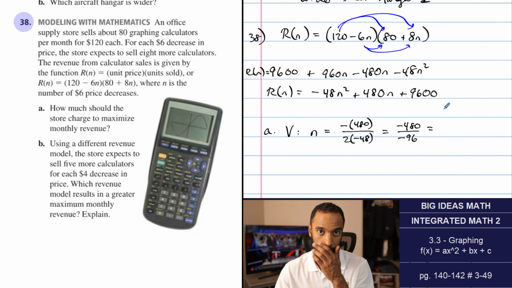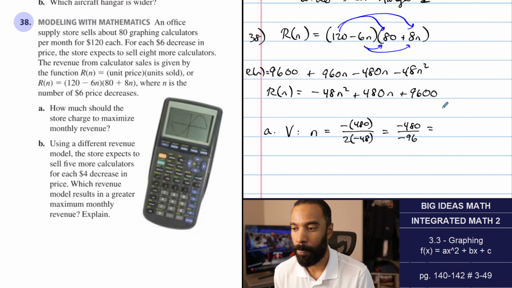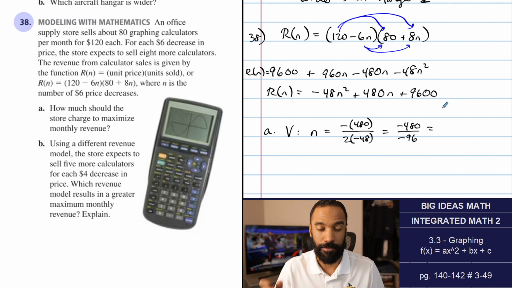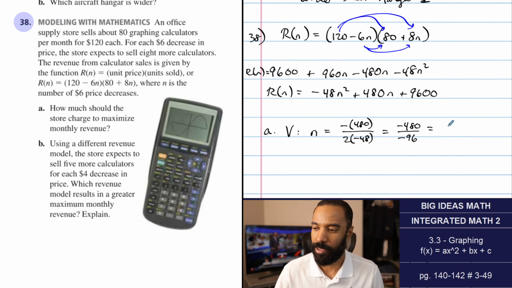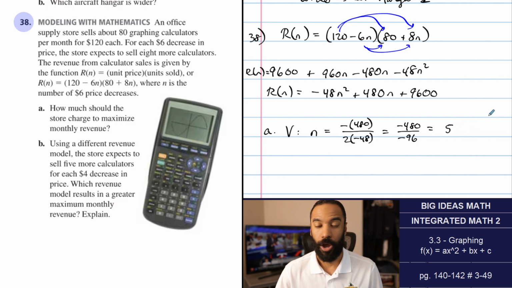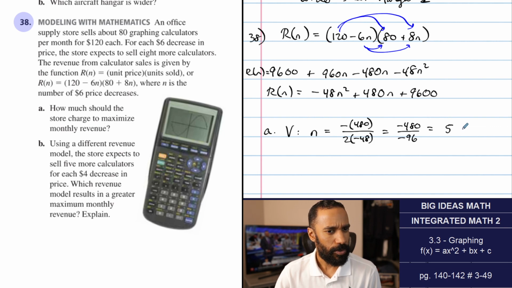I mean, it's a great problem. It's ambitious. There's a lot to it. I don't know what that divides. Let's see, 5. So 5. I hope it's not a decimal.